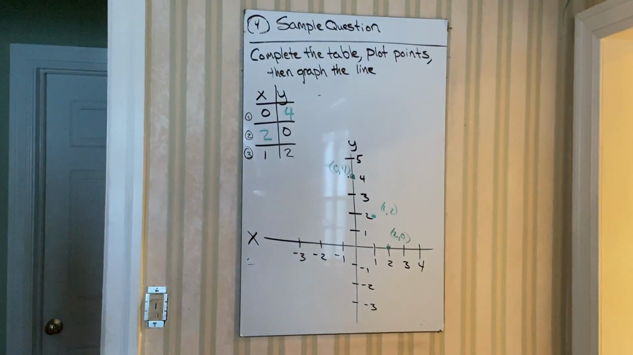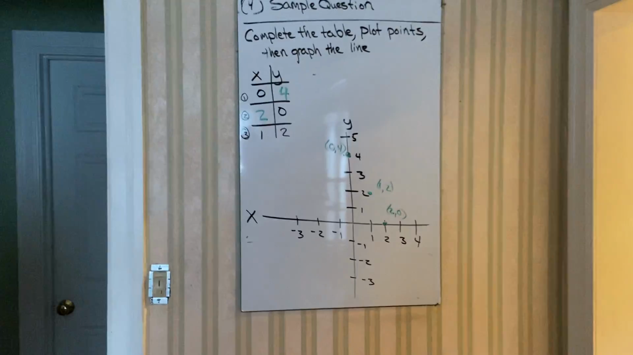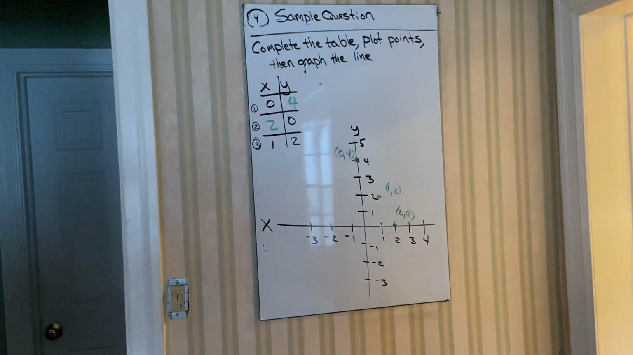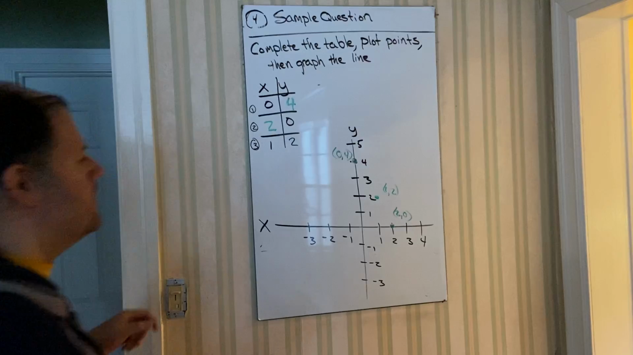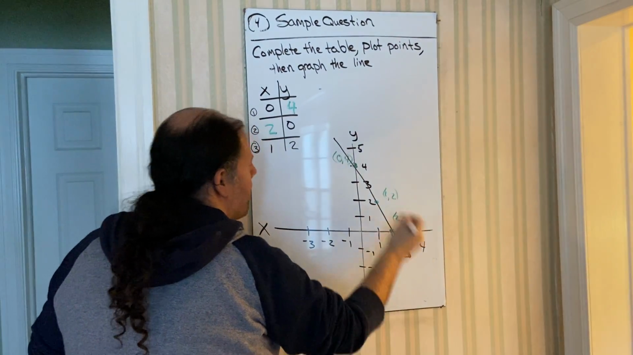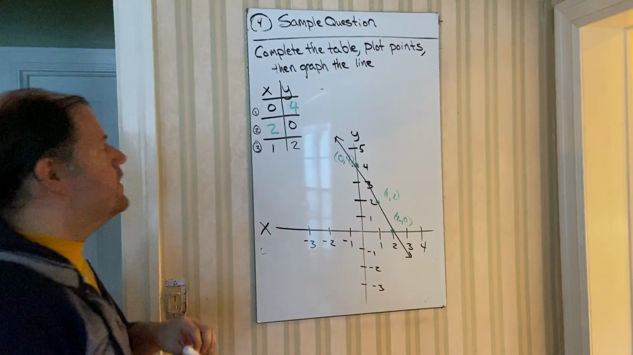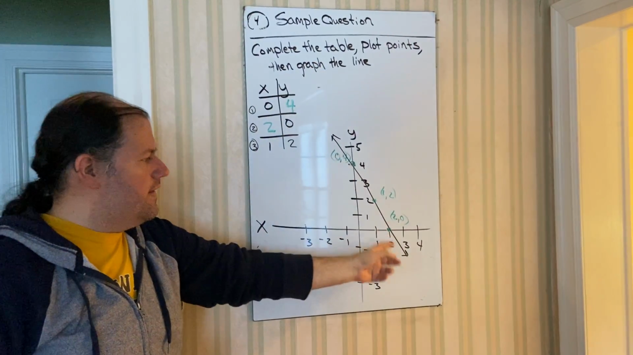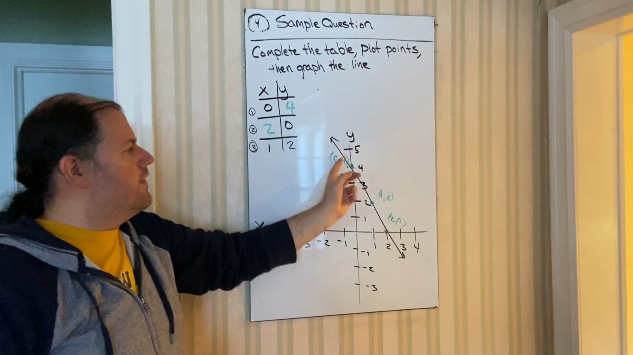Step back, look to make sure those 3 points form a straight line. It looks like they do, and then all you're going to do is connect those 3 points. So we just completed the table, we plotted the points, and we connect to form the graph of the line.